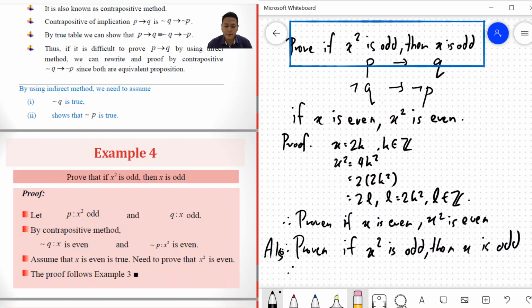It's a little bit different from the direct method. Instead, we are trying to prove if x squared is odd, then x is odd. We prove the contrapositive form first. We prove that if x is even, then x squared is even. If we manage to prove that, we also manage to prove the original statement, if x squared is odd, then x is odd. This sums up the proof.